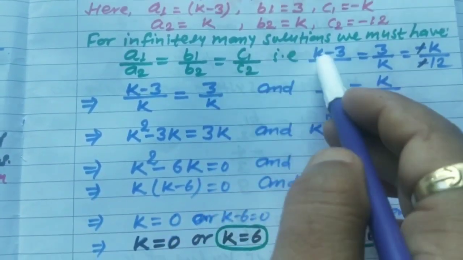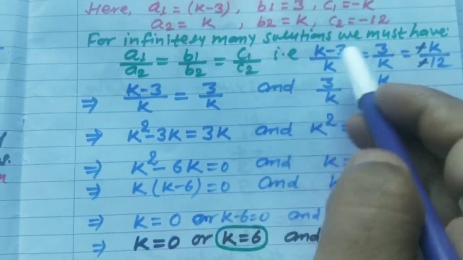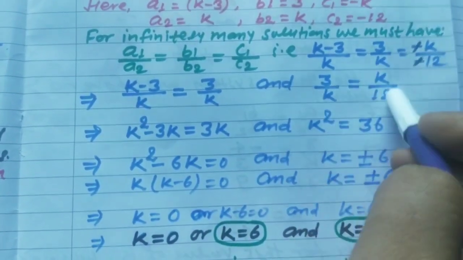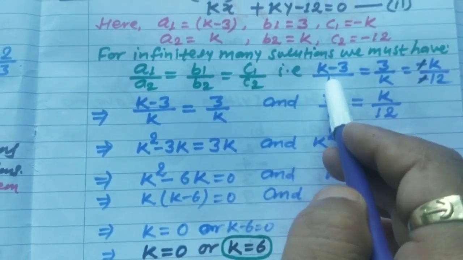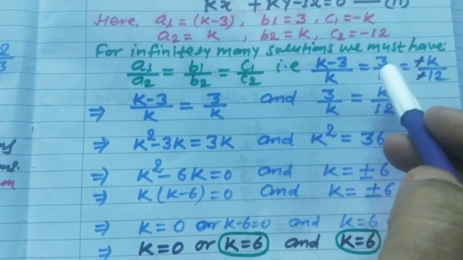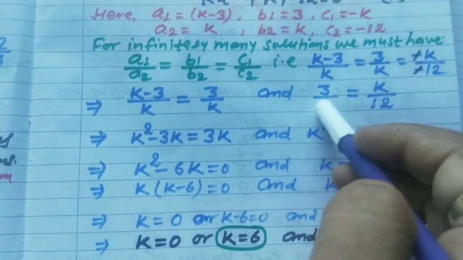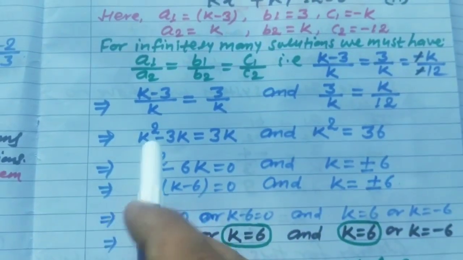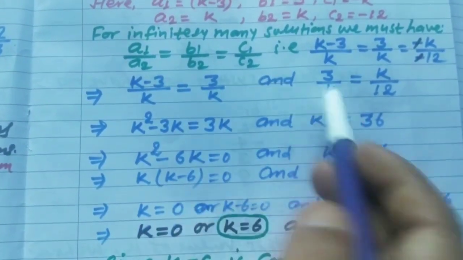If three fractions are equal, then we equate the first and second, and then the second and third as well. So (k minus 3) by k, the first fraction, is equal to the second fraction 3 by k, and then the second fraction will be equal to the third fraction, that is 3 by k is equal to k upon 12. Now find the value of k in both the equations.